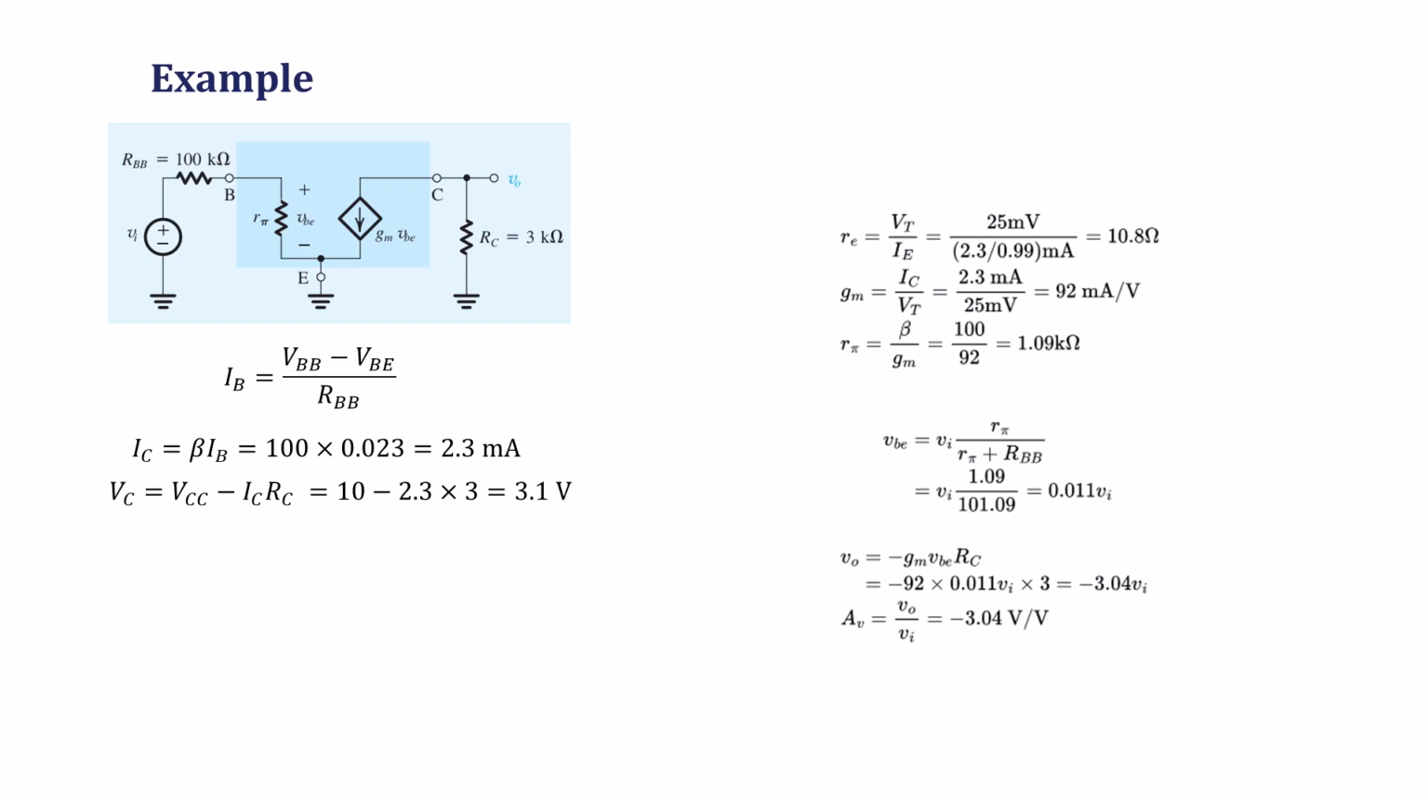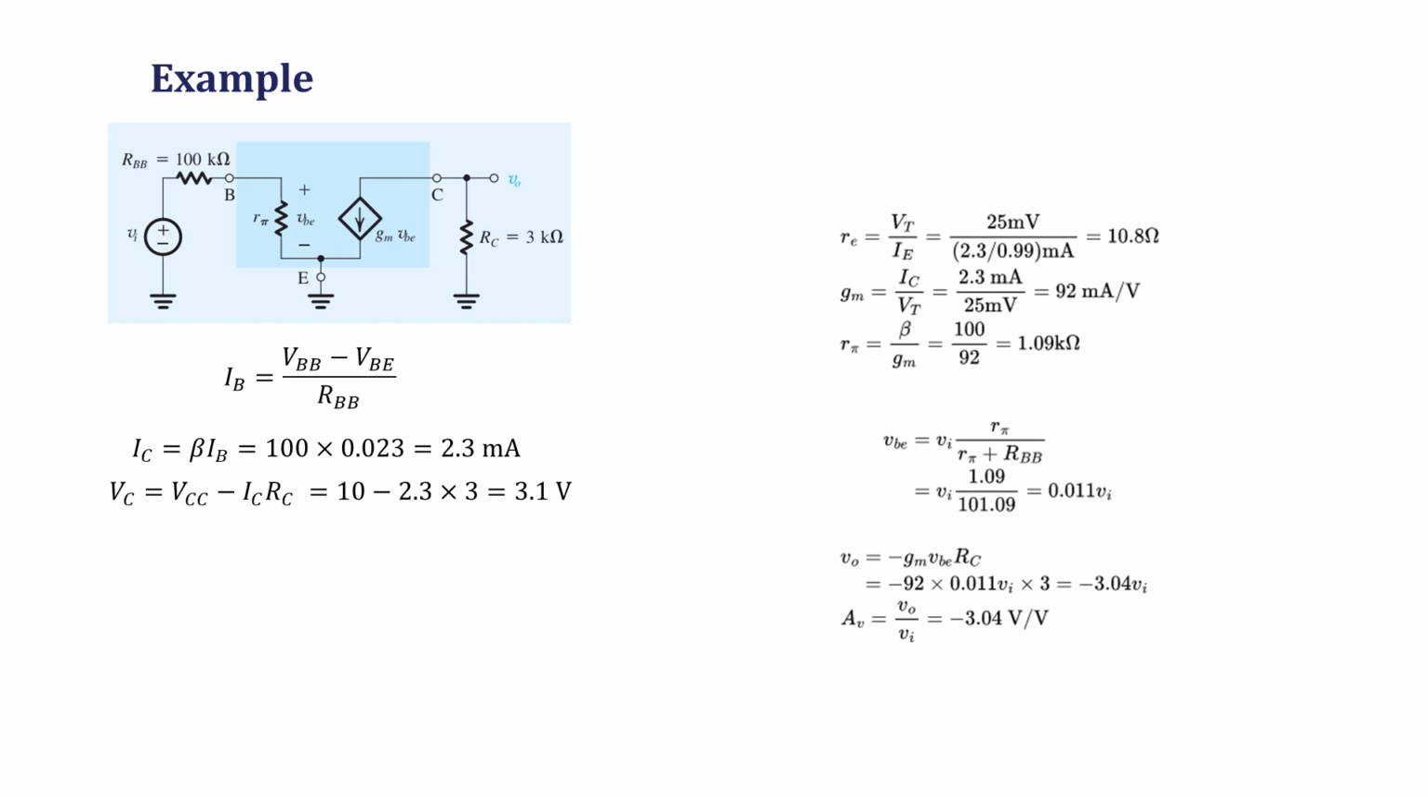Now let's work through the numbers. First, the DC bias. Ib equals Vbb minus Vbe over Rbb, giving 0.023 milliamps. So Ic equals beta times Ib or 2.3 milliamps, and Vc equals Vcc minus Ic times Rc, giving 3.1 volts. Next, the small signal parameters. Re equals Vt over Ie, about 10.8 ohms. Gm equals Ic over Vt, 92 milliamps per volt, and R-Pi equals beta over Gm, 1.09 kiloohms.